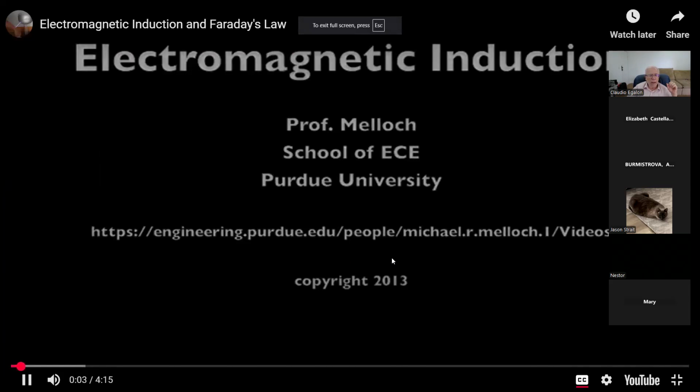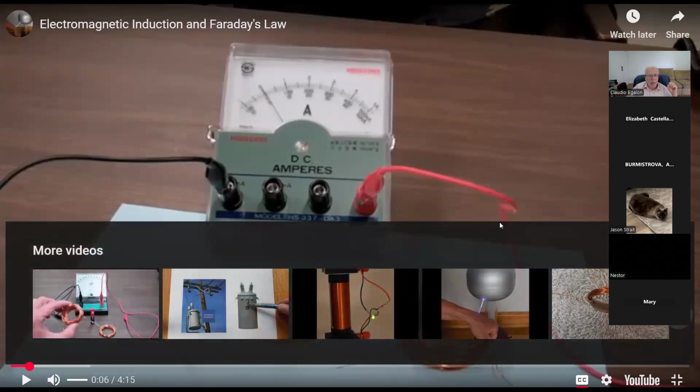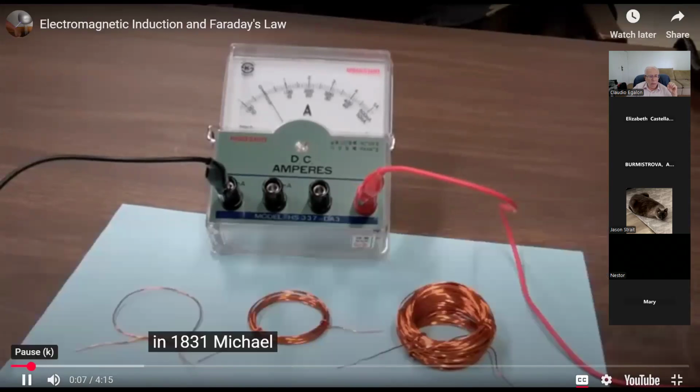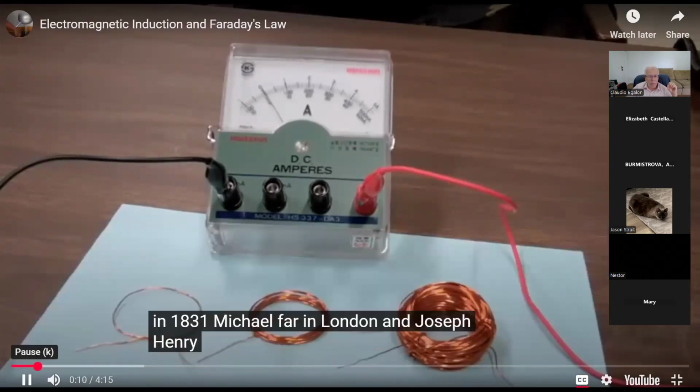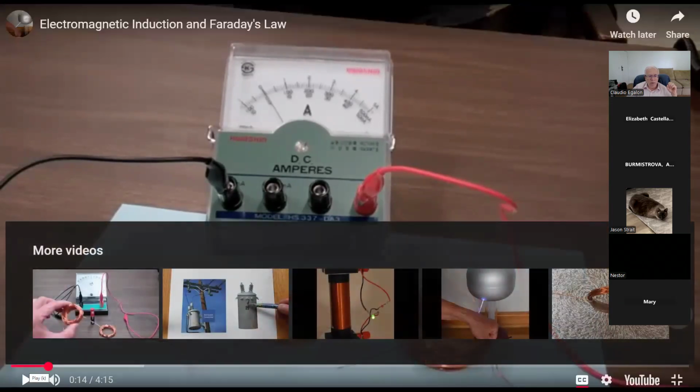That's the type of demonstration that I do in my classroom. Okay, here you go. In 1831, here what we have is an ammeter. Michael Faraday in London and Joseph Henry in New York independently discovered electromagnetic induction. It was discovered in 1831. One guy in London, the other one in the States. And what did they discover at the time? We're talking about almost 200 years ago, 190 years ago.